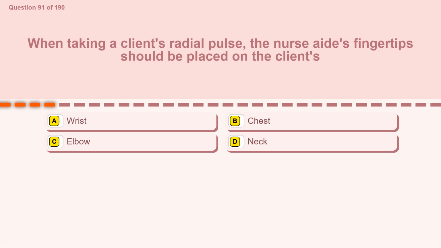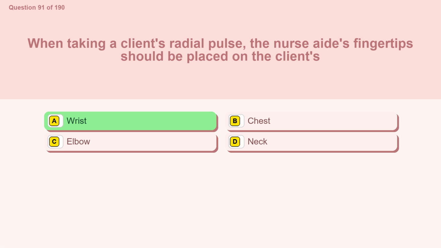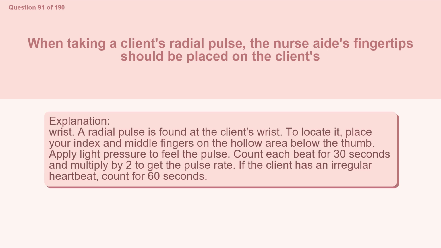Question 91. When taking a client's radial pulse, the nurse aide's fingertips should be placed on the client's option A, wrist, option B, chest, option C, elbow, option D, neck. The correct answer is option A, wrist. A radial pulse is found at the client's wrist.